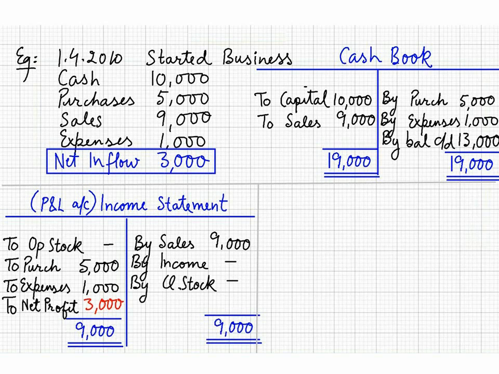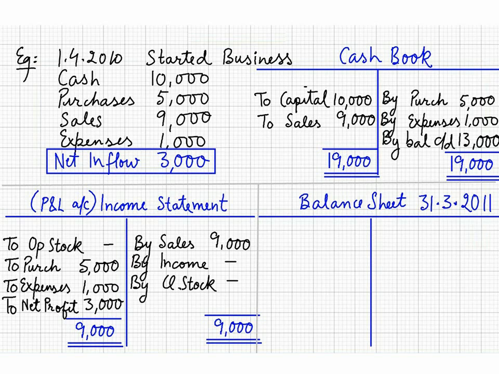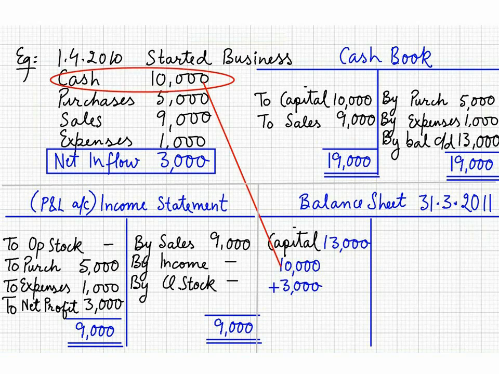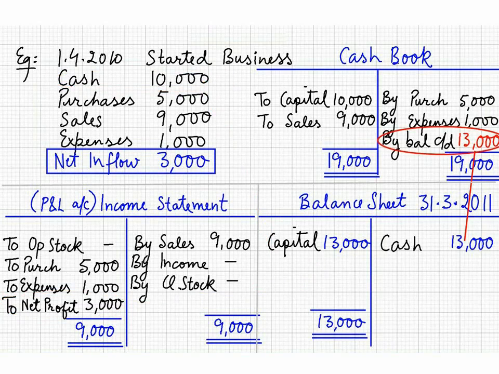Now we have to prepare the balance sheet as on 31st March 2011. Capital 10,000 plus 3,000, 13,000. Because last year the capital was 10,000 and this company has made a profit of rupees 3,000 during this year, the capital has increased from 10,000 to 13,000 rupees. And on the asset side there is cash of rupees 13,000. So the total of the balance sheet is 13,000.